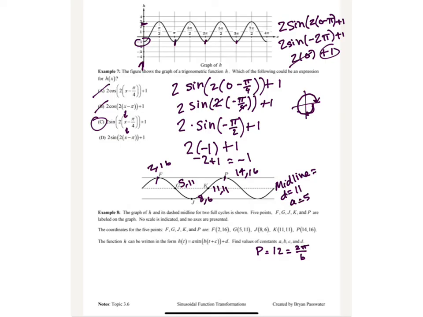And then what? Solve for b. So I would multiply both sides by b. So 12b is 2 pi. So what do you know about b? Pi over 6. Nice. Okay, we've got A and B and D. Now C. Where does it feel like? Let's get one more point on this graph.